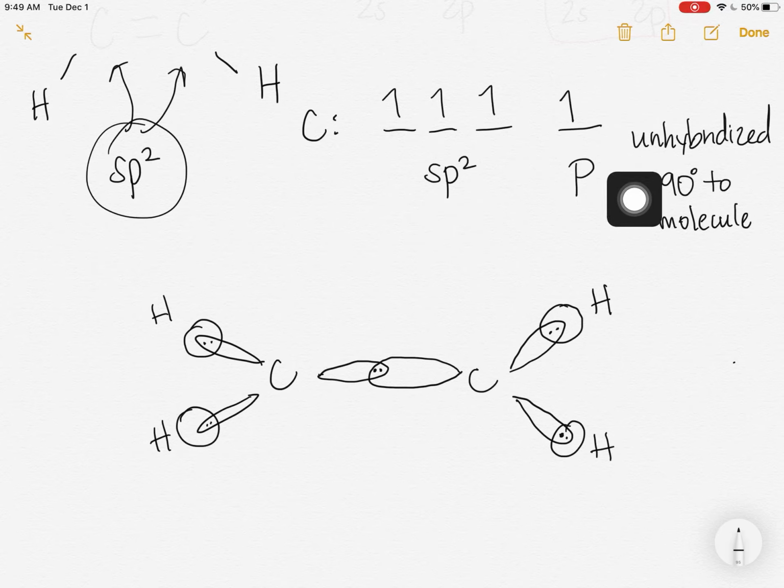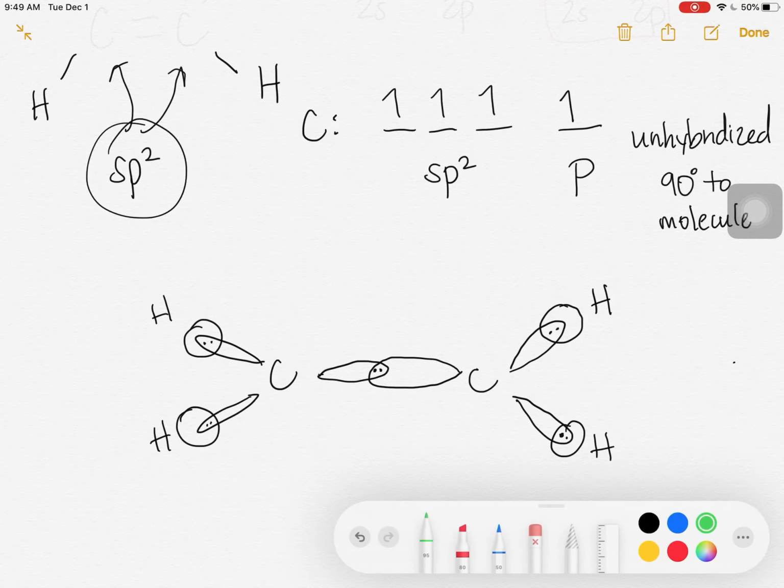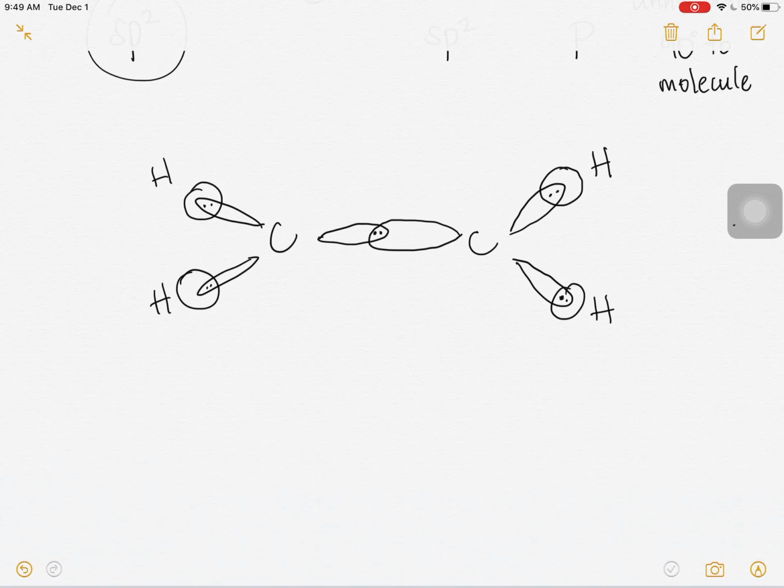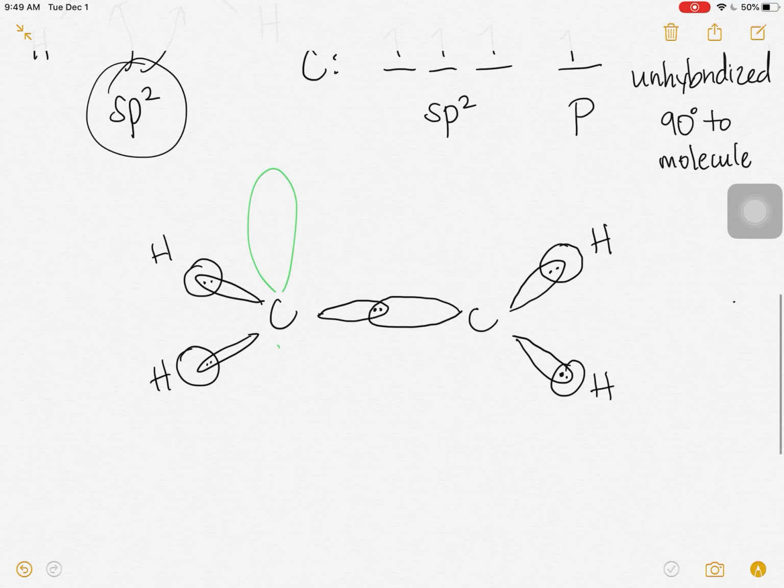However, what we have not done yet is this unhybridized p orbital on each carbon, and they each have an electron. And so this is where that unhybridized p orbital is perpendicular to the plane of this molecule. So I've now got, I'll change my color, an unhybridized p orbital that's going to be 90 degrees or perpendicular to the bonding. And each one has an electron.